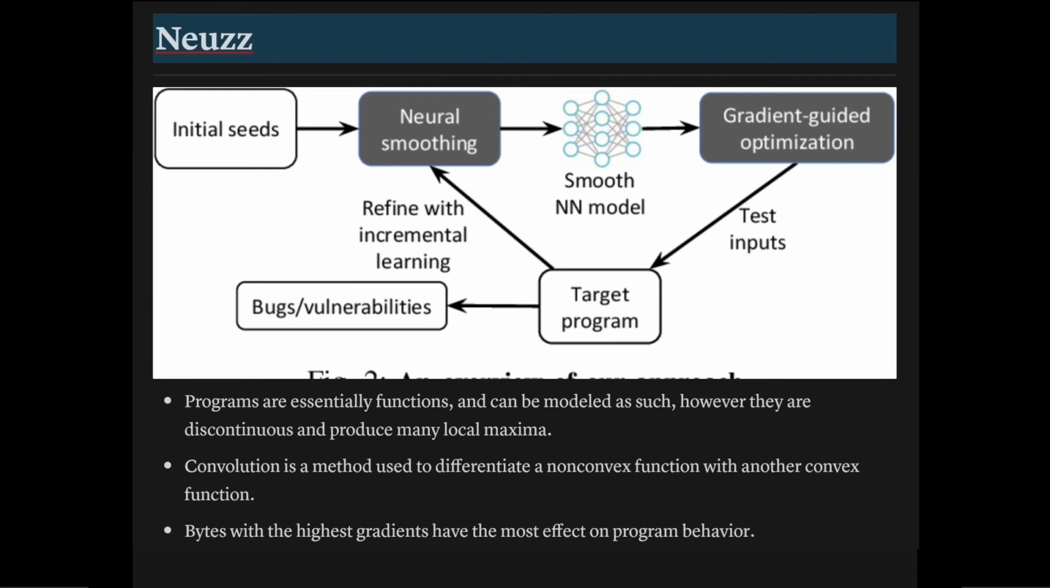Input bytes with a higher calculated gradient will have a greater effect on program behavior. The calculated gradient information is used to mutate select bytes. Depending on the sign of the gradient, NEUZZ mutates and generates test cases by replacing the byte value with all values above or below in the range of 0 to 255.